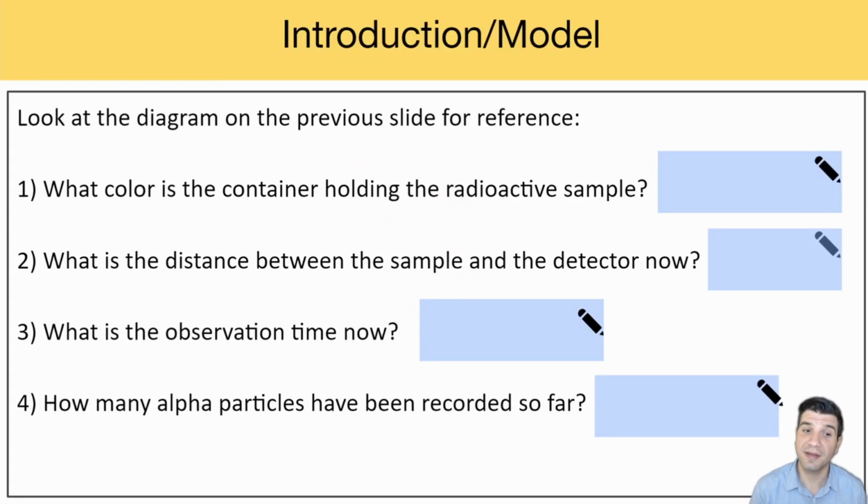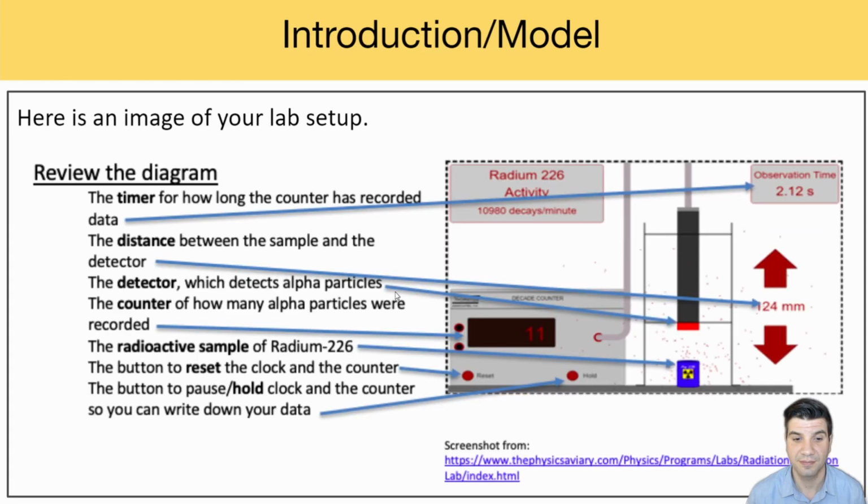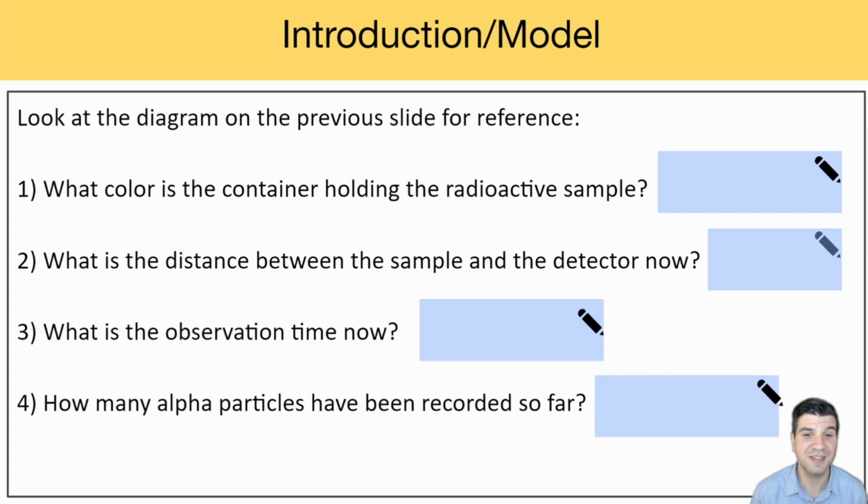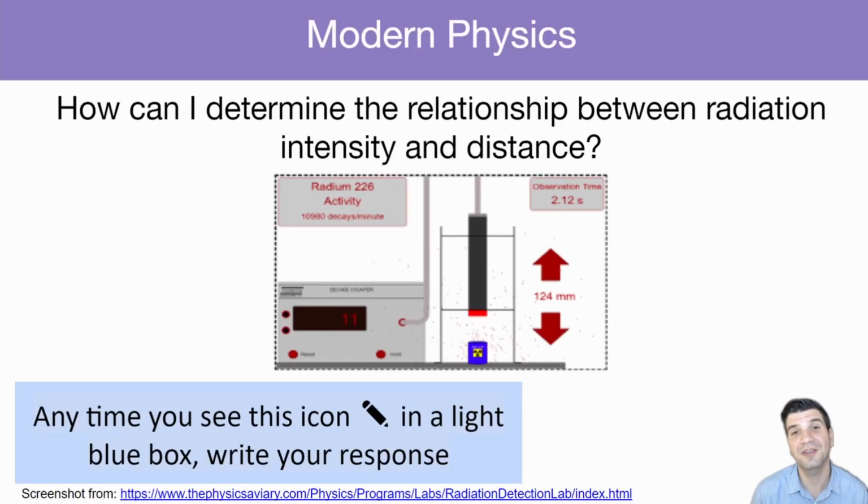So let's jump back to the diagram on the previous slide for reference. What color is the container holding the radioactive sample? You have 3 more questions, try to answer those, and we'll move on. So if you're feeling confident using the simulation, move ahead a couple slides and complete the independent work.